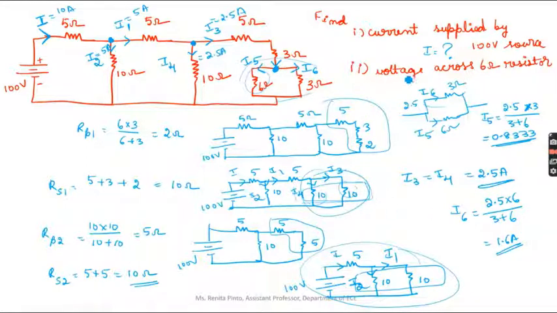Now, what is your second question? They have asked you for the voltage across the 6 ohm resistor. I can easily find this out now using Ohm's law. V is equal to I times R, because I know the current flowing in the 6 ohm resistor. The current flowing in the 6 ohm resistor is 0.833. What is the resistor? The resistor is 6 ohm. So what will 0.833 times 6 be? This answer will give you the voltage across the 6 ohm resistor: 4.998.